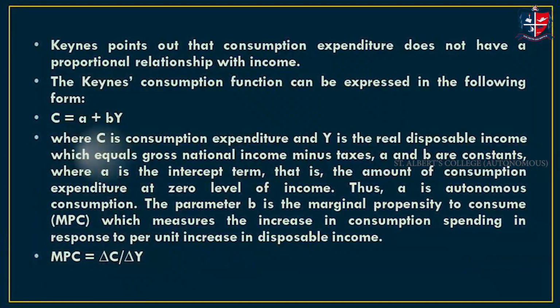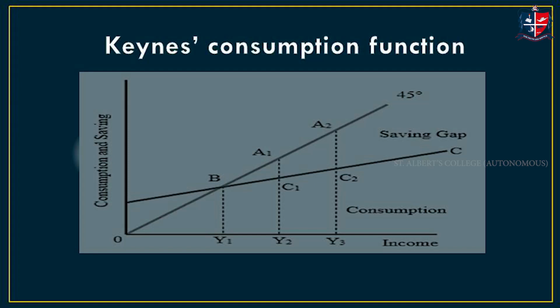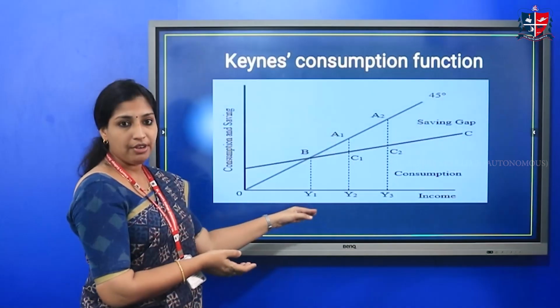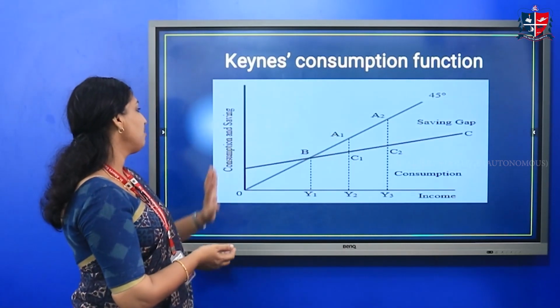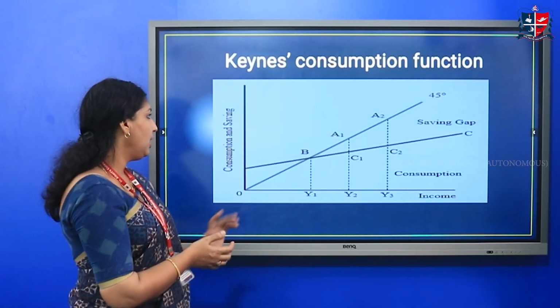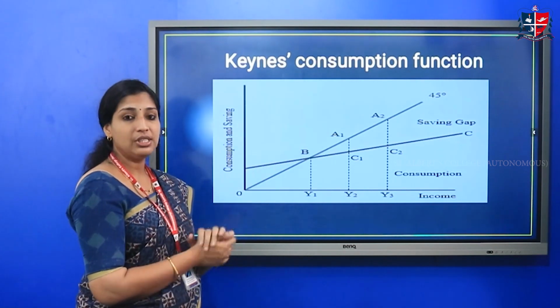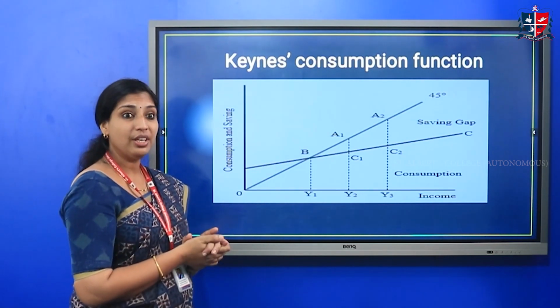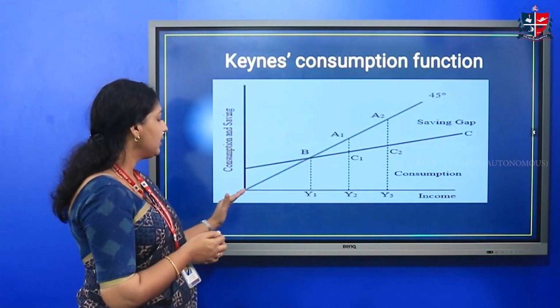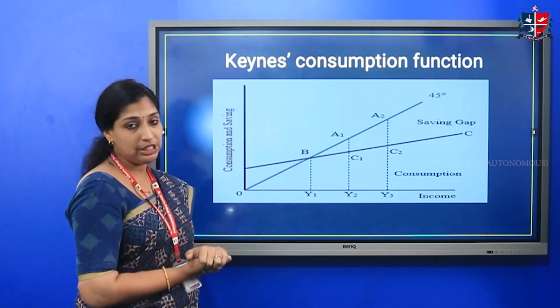The parameter B is the marginal propensity to consume, which measures the increase in consumption spending in response to the change in income. So MPC is equal to delta C by delta Y. Now Keynes' consumption function has been given here in this particular figure. See, income is given here on the x-axis and consumption and savings on the y-axis. This 45-degree line shows the proportionate change in income. So in this figure, we can say that income is increasing in a constant proportion.